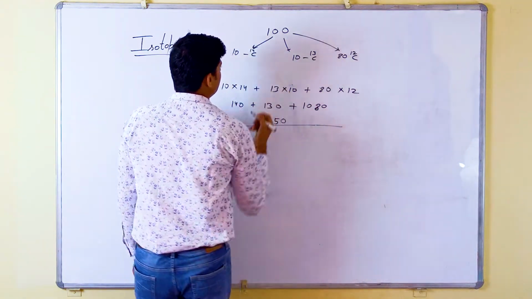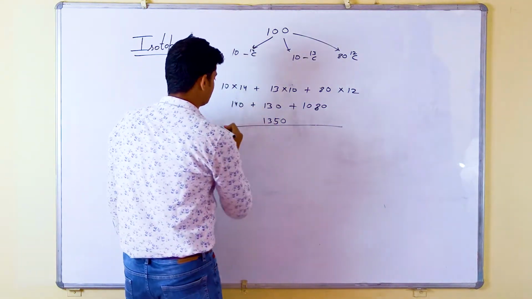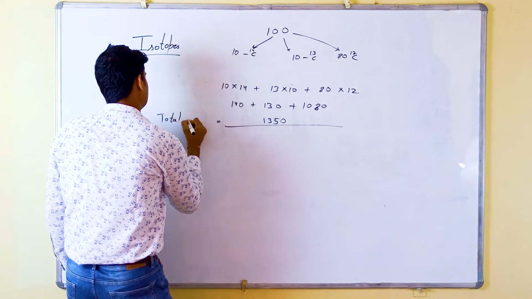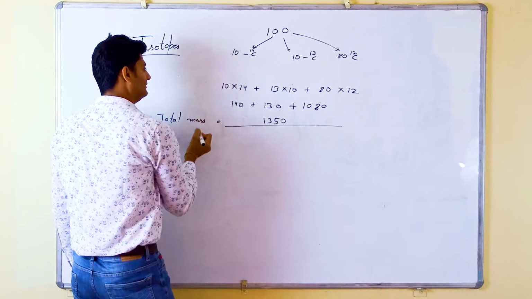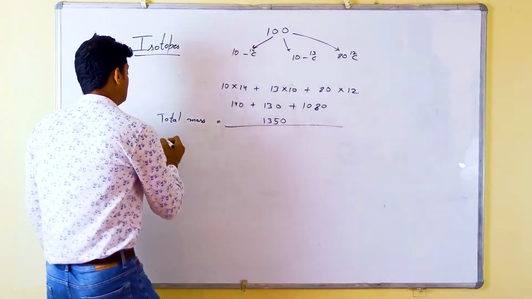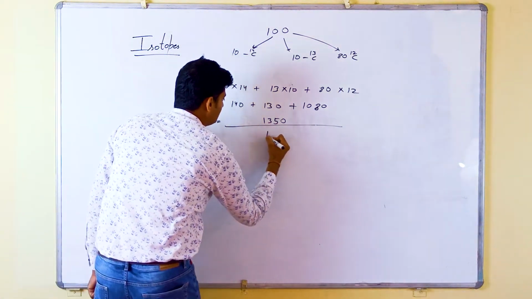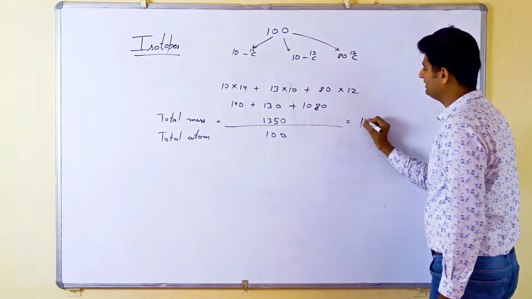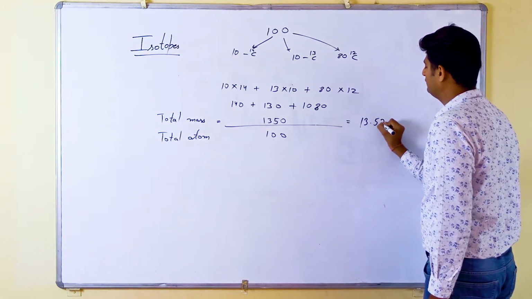Again divide it by the total number of atoms. We got total mass equal to 1350. Total atoms equal to 100. So the average mass will come as 13.50 grams.